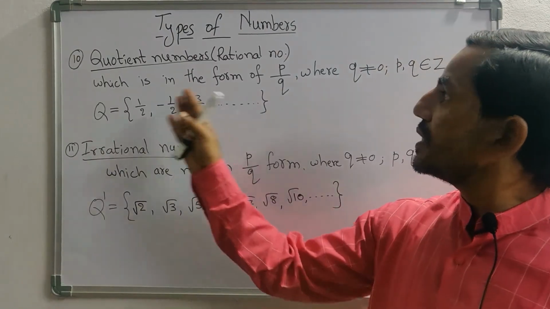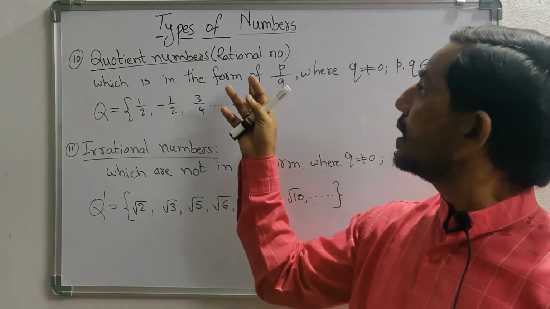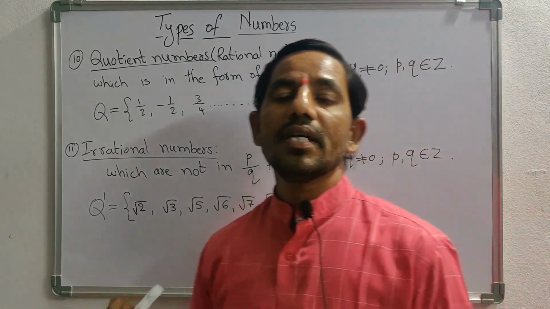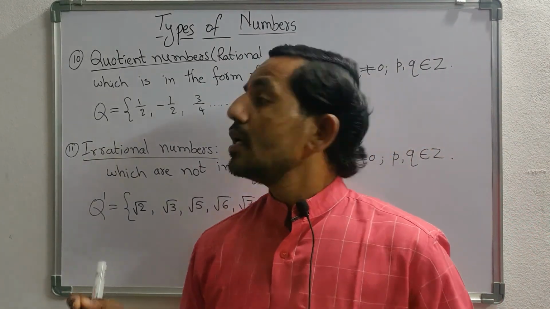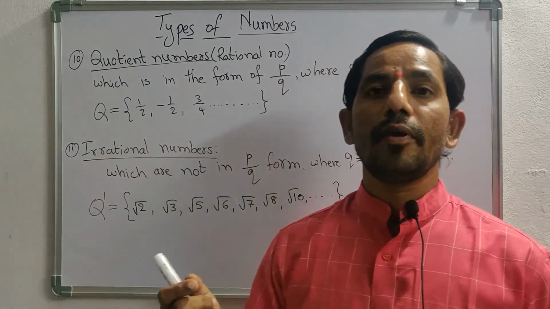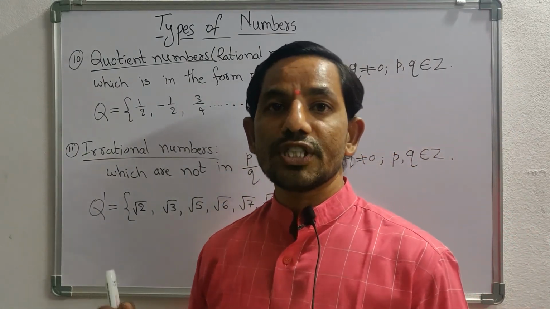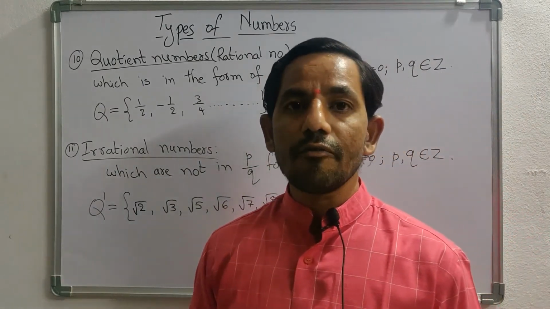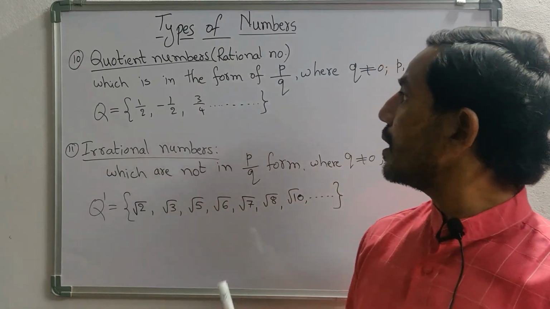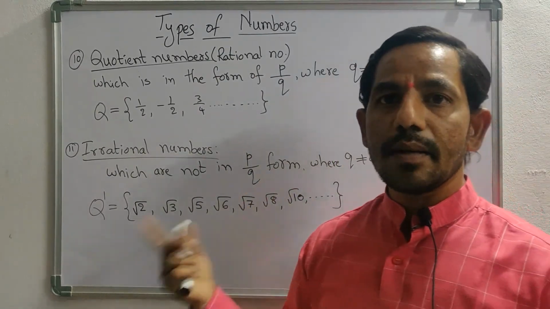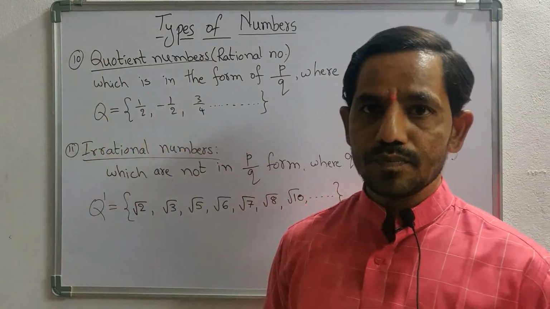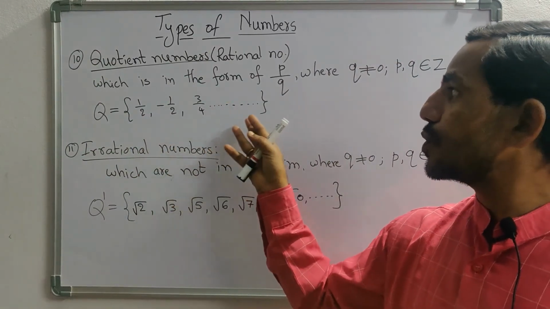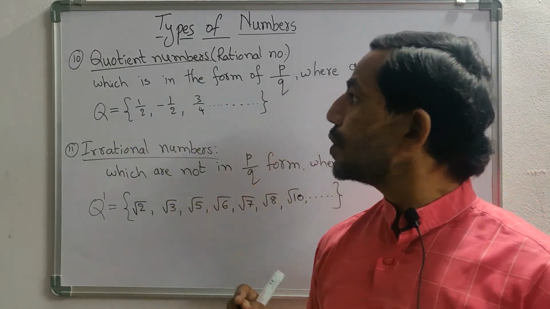Next one, quotient numbers are rational numbers. Rational numbers or quotient numbers means numbers which are in the form of p by q. Such numbers are called quotient numbers or rational numbers. It is denoted by capital Q. Examples: 1 by 2, minus 1 by 2, 3 by 4, and so on. These are the quotient numbers.